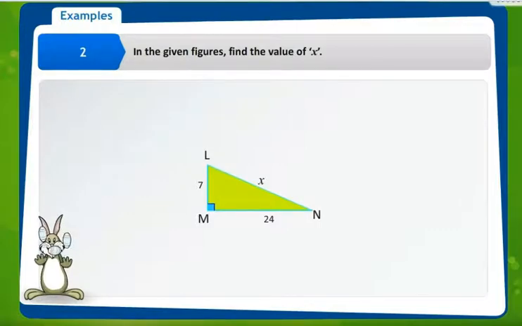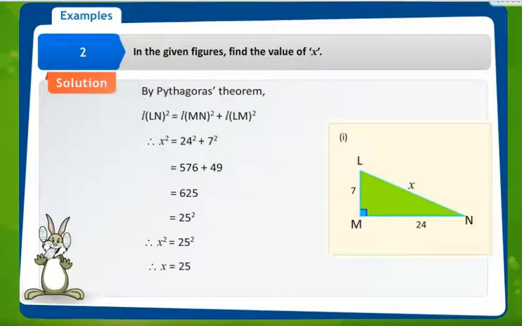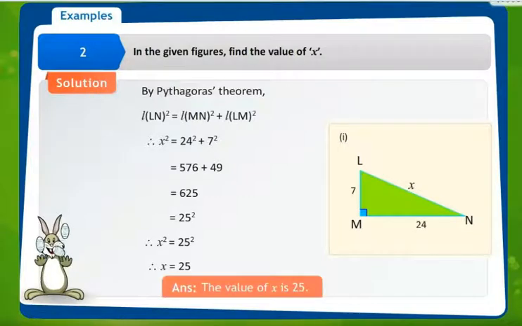Again, M is the 90 degree and LN is the hypotenuse. So now to apply Pythagoras theorem, length of LN square is equal to length of MN square plus length of LM square. X square is equal to 24 square plus 7 square, which is equal to 576 plus 49. Now when you add, it becomes 625. 625 is the square of 25. X square is equal to 25 square. So x will become 25. So the value of x is 25.